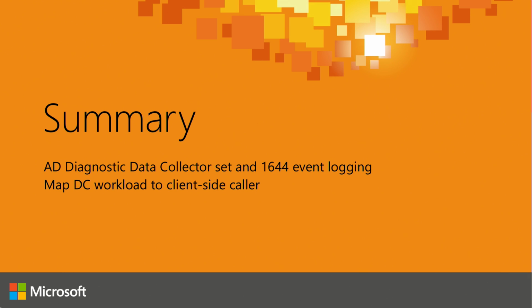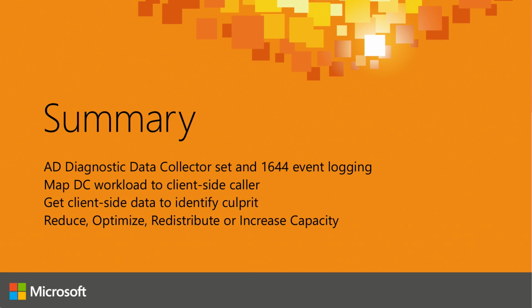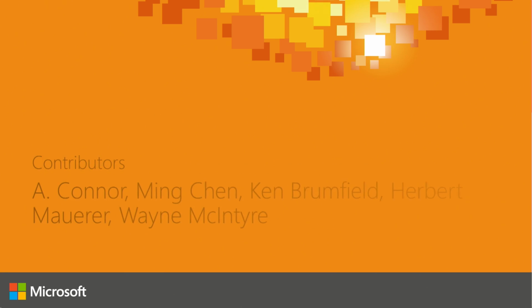Map the DC workload. Once you've got this data, map the workload, what the DC is doing, to the client-side caller. Get the client-side data to identify that culprit. And then finally, reduce, optimize, redistribute, or increase capacity. So reduce the work the client's doing, optimize the search from the DC side, whatever the case may be. Redistribute, or spread the pain, is another way to put it. And this is listed in priority order. Or increase capacity: throw servers at it, throw server cores at it. That's if you have big wallets.